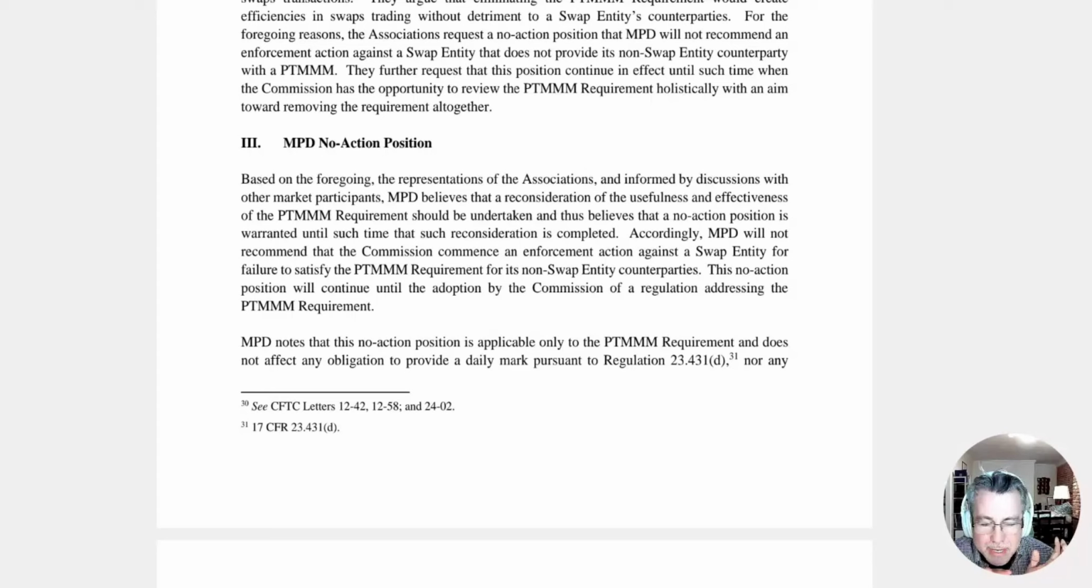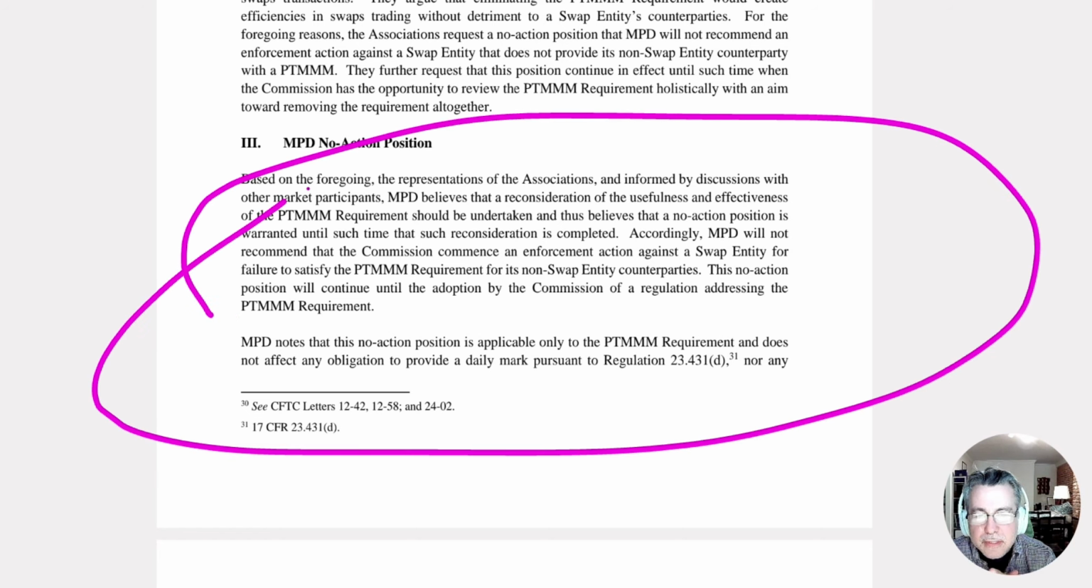So because DCMs and SEFs routinely trade these products now, and there are third-party providers who routinely make information about executed prices and bid-ask spreads available to everyone, this information is a lot easier to find now than it was 10 or 12 years ago. And as a result of that, if you don't comply with the pre-trade mid-market mark disclosure requirements, that's going to be okay. The division won't recommend an enforcement action based on failure to meet that requirement.